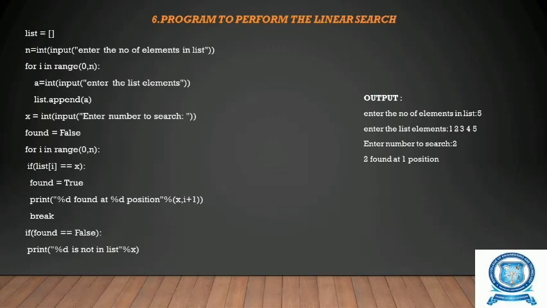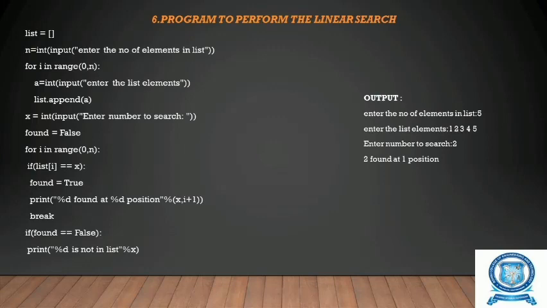For i in range(0, n), we are checking whether list[i] is equal to x. If it is found, we say it is true, and then we are printing it. If it is found, we print in which position it is found. That is the print statement. Then breaking. If found is equal to false, then it is not in the list, and we print that it is not found in the list.